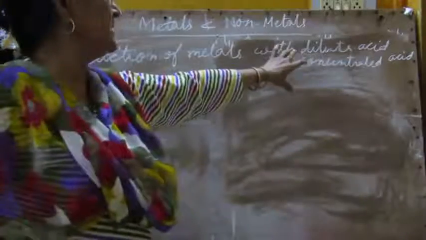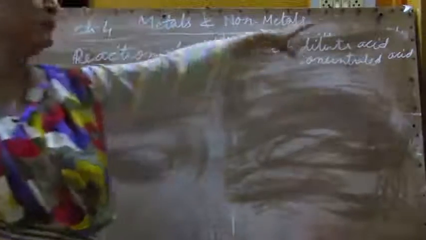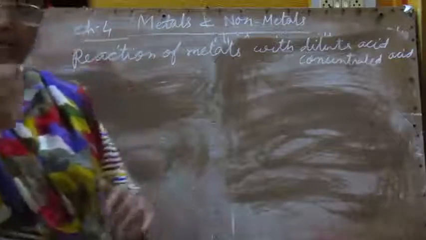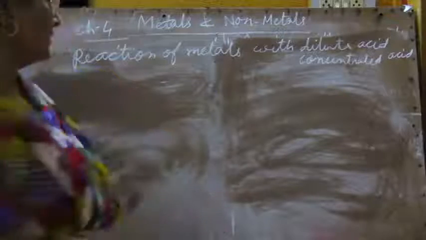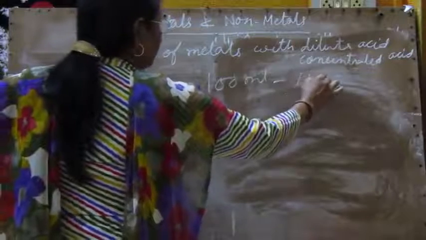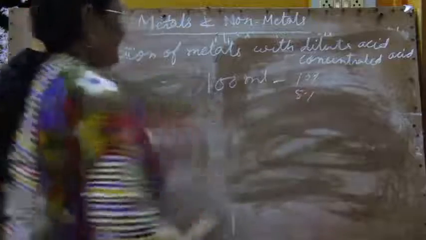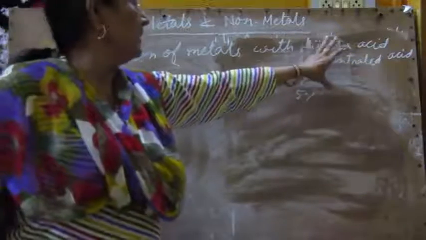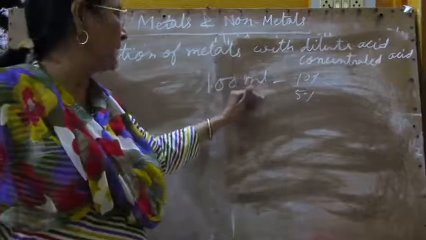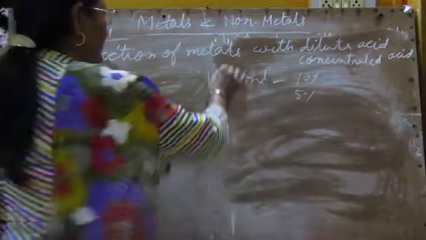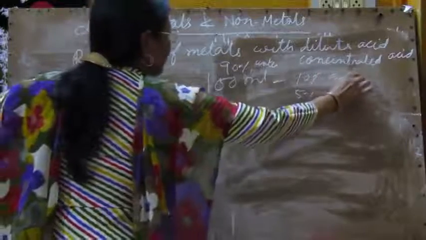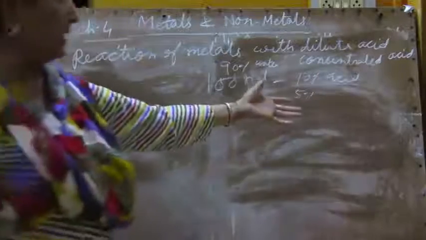So what is the difference between dilute acid and concentrated acid? Dilute acid means that in the water the percentage of acid is very low. Suppose in 100 milliliters the percentage may be 10% or 5%, as per the requirement. Dilute acid means, suppose, 90% water and 10% acid. Maybe sulfuric, maybe hydrochloric acid.